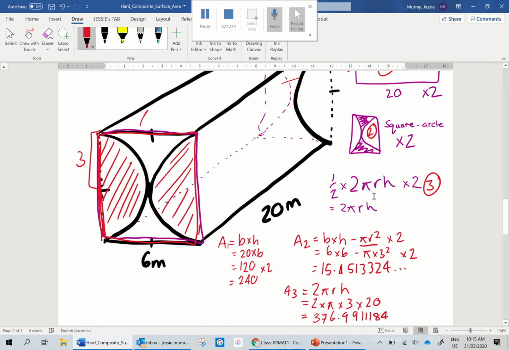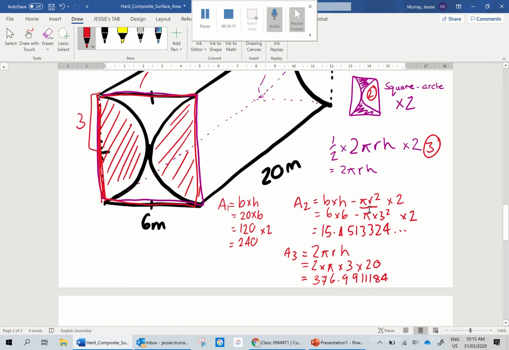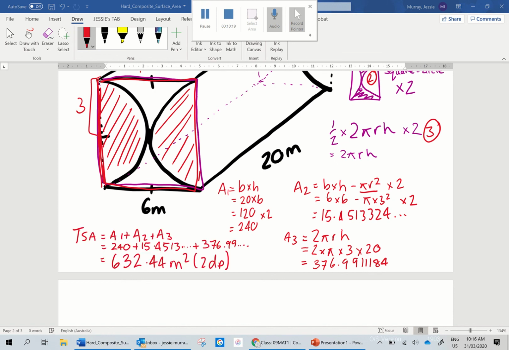and there I have it. Total surface area, I'm going to just add all of those together. And hopefully I made no errors there. I did do it quite fast, but 632.44 to 2dp.